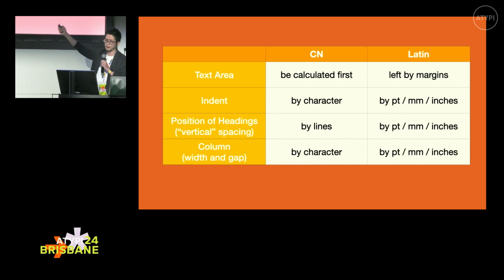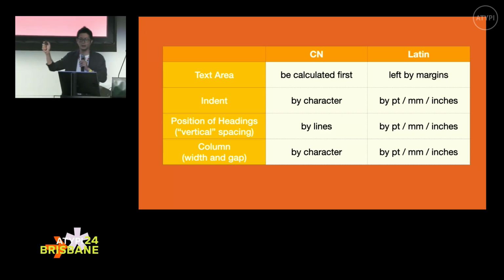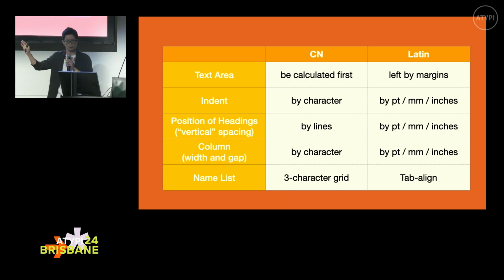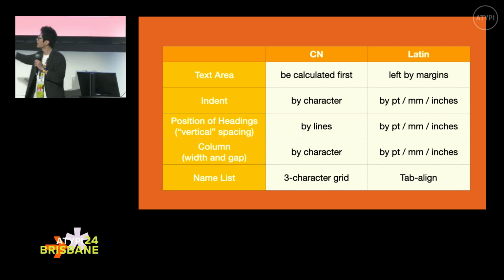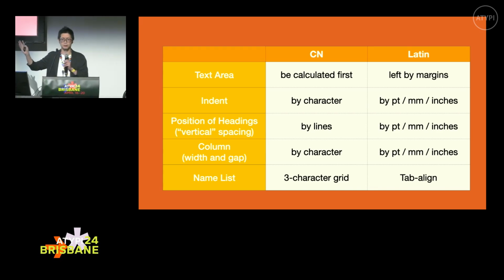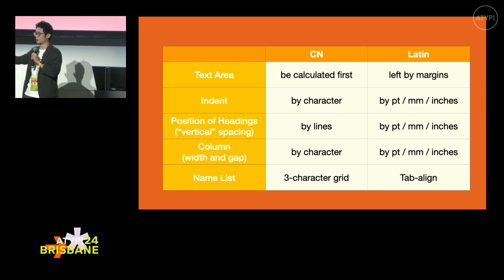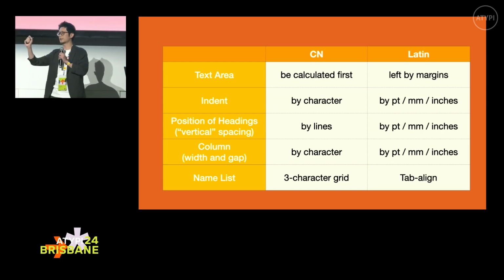So we set the text area just by the opposite, and we set a little indent. We take the position of headings. We count the column, and also we set the name list all by character base. While in Latin layout, maybe you can use millimeters, inches, points, which is what we call absolute units. Or in East Asian layout, we use what we call a relative unit. You just set the body text size, and everything is linked with the body text size.